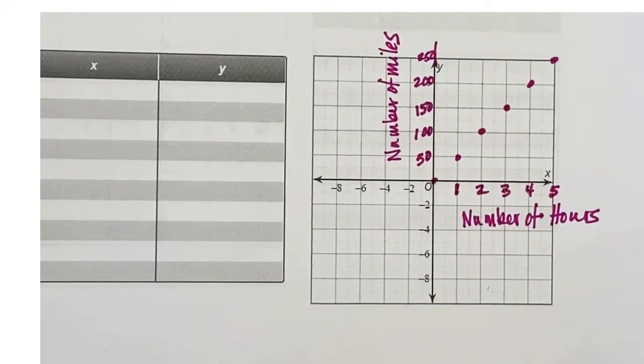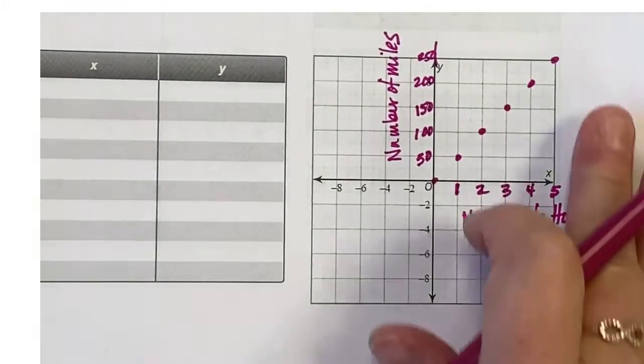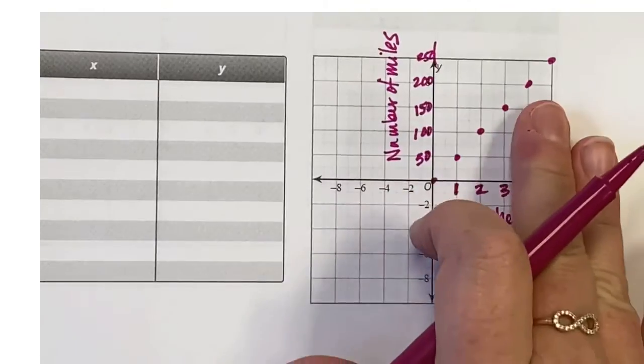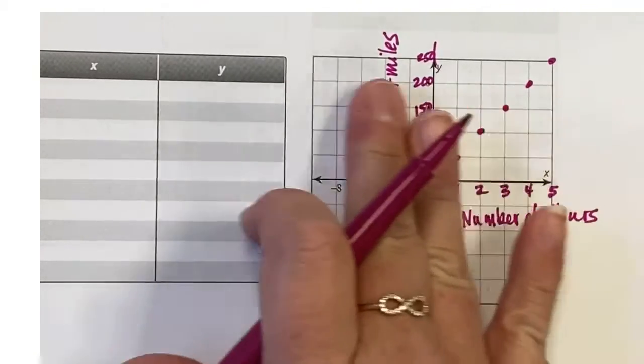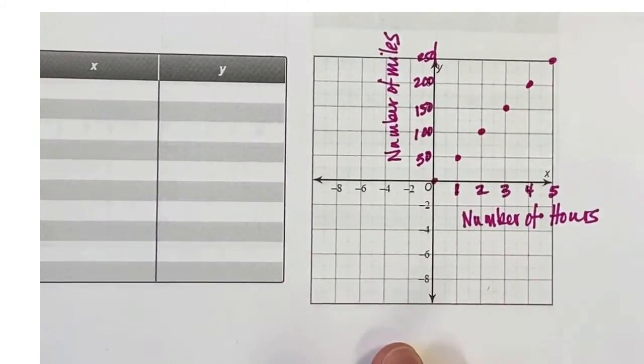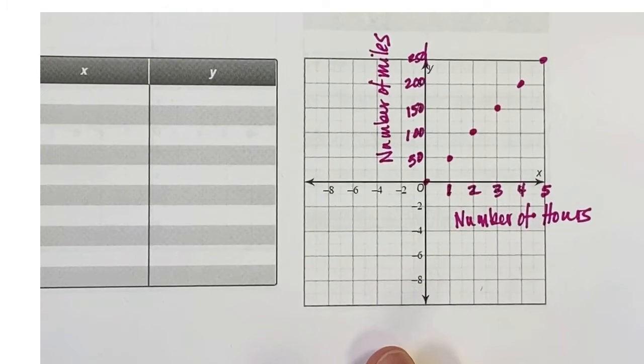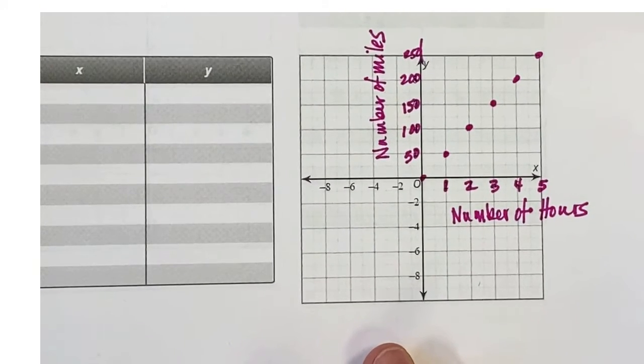Okay guys, we're going to switch this up a little bit. Now we're going to take the graph and we're going to work backwards. So we're going to fill in the table and then try to create an equation from this. So first off, tell me what the independent variable is in this scenario and what the dependent variable is.